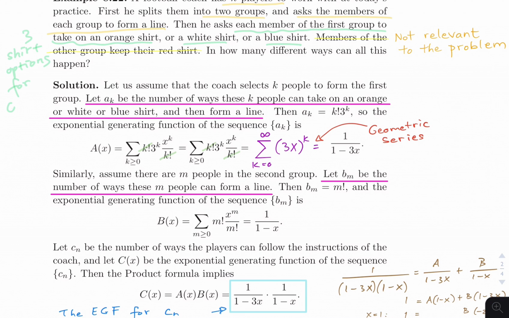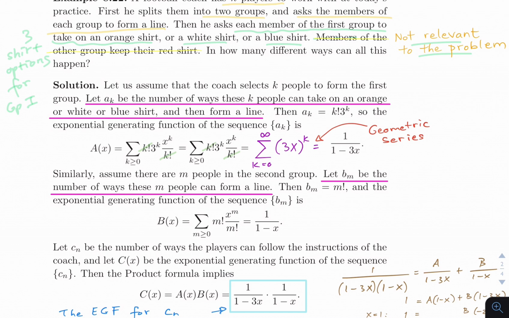For group 1. And then the second group doesn't have to do anything. So here it says that the members of the second group keep their red shirt, but that's not really relevant to the problem. And the question is, in how many different ways can all of this happen? And right now we're going to use the exponential generating function to solve this.